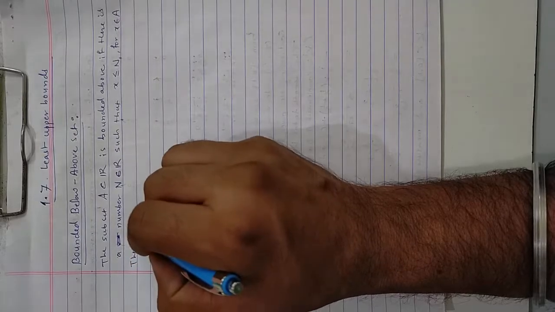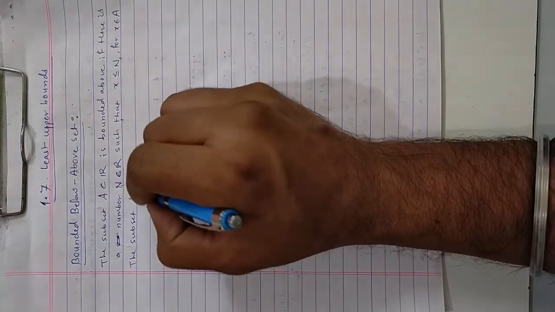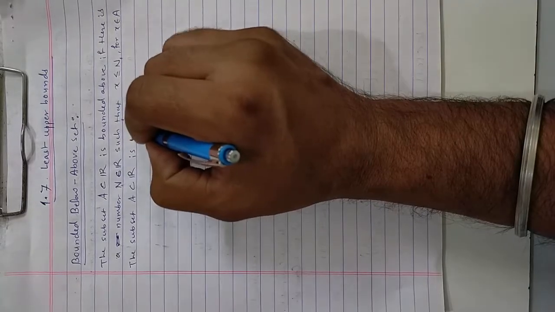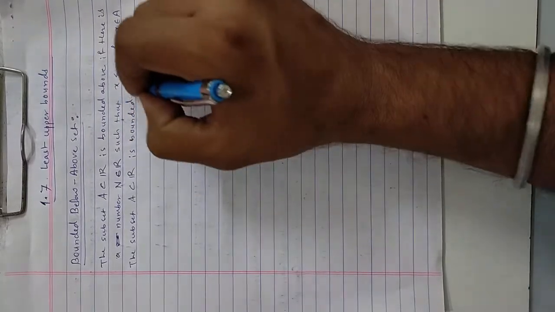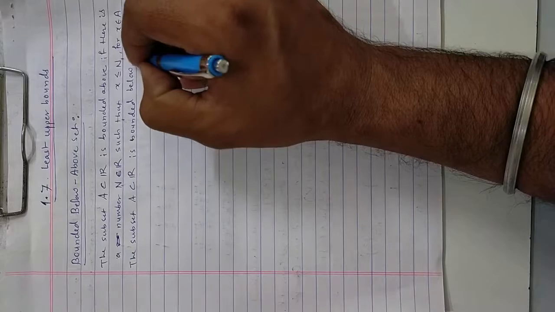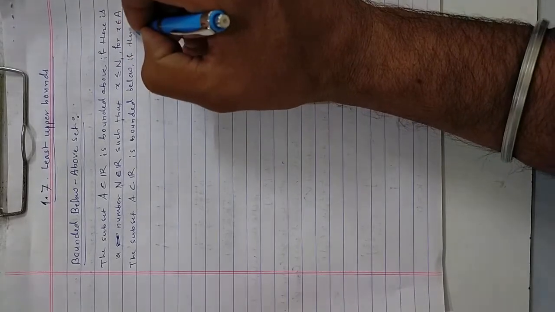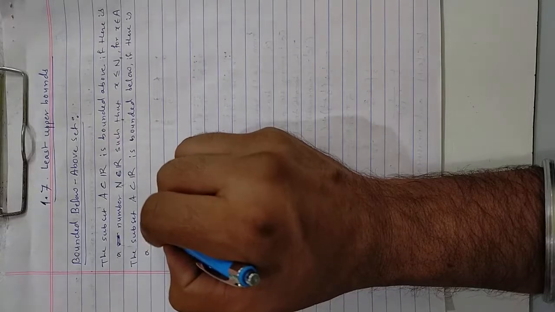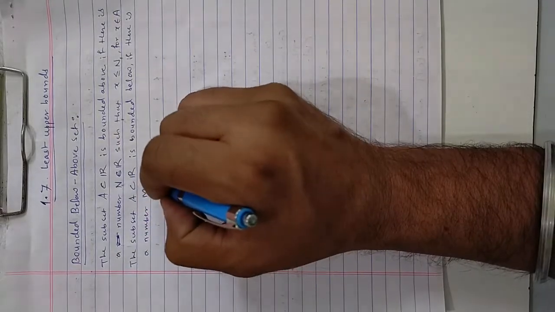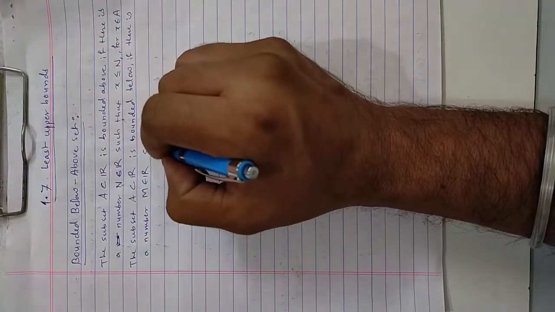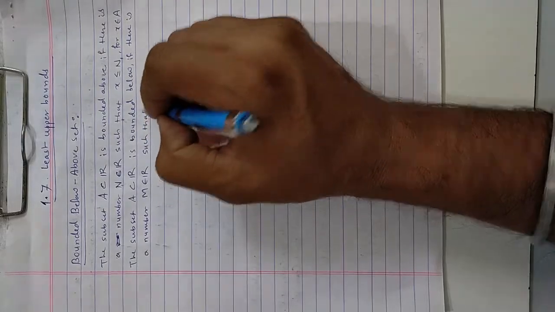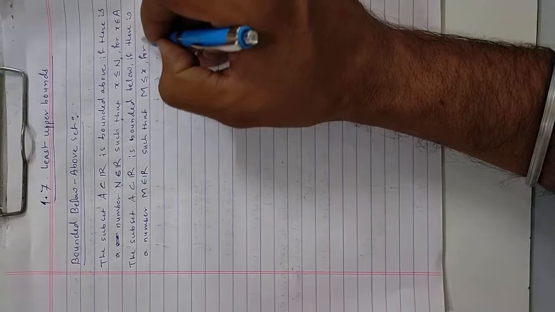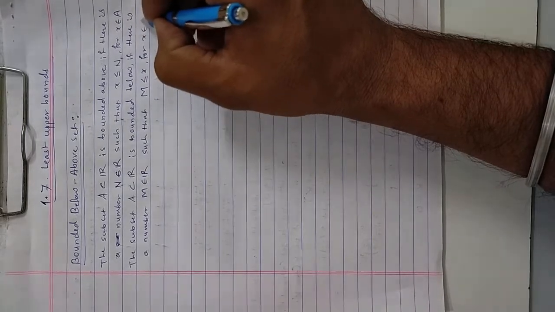Similarly, the subset A of R is bounded below if there is a real number m such that m is less equal x for every x in A.